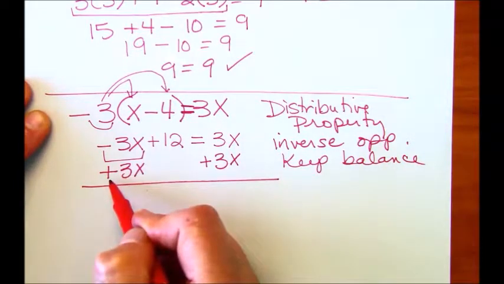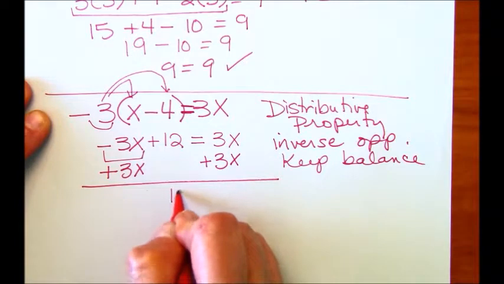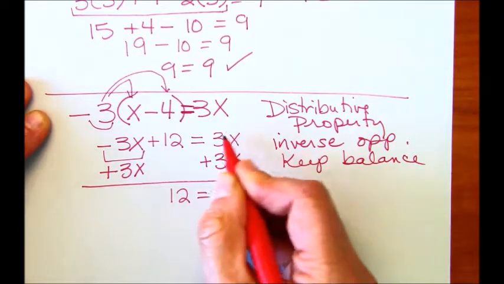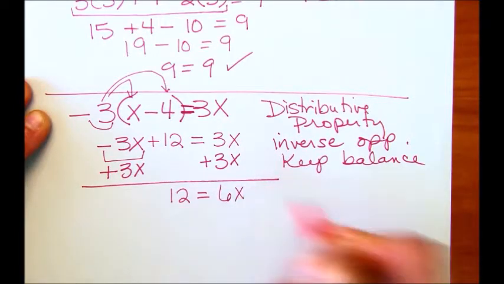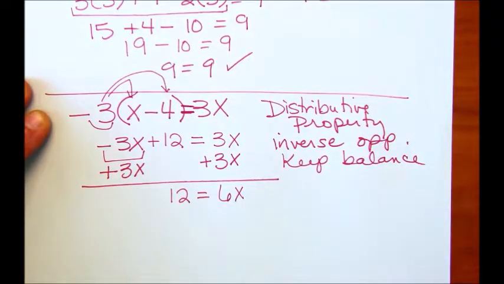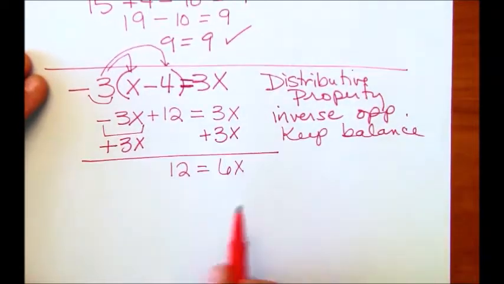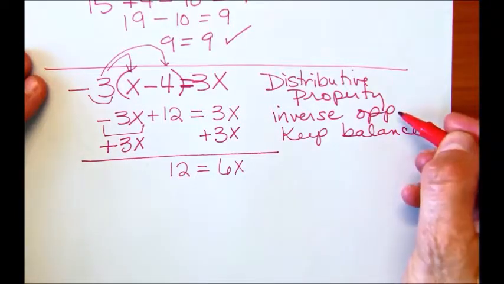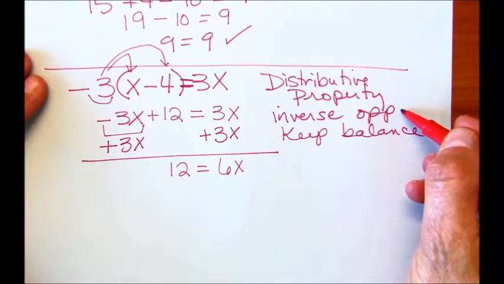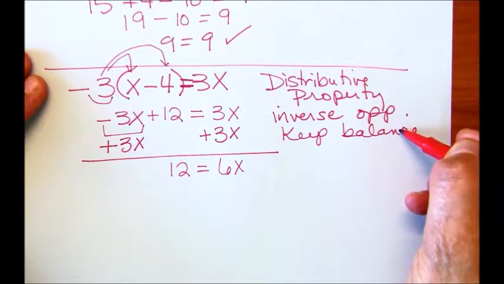These two are going to cancel. I'm left with a positive 12, and 3x plus 3x will give me 6x. Now notice we have not figured out the value of x yet. So we're going to have to do another round of using an inverse operation, keeping the balance, and then likely we'll have an answer.